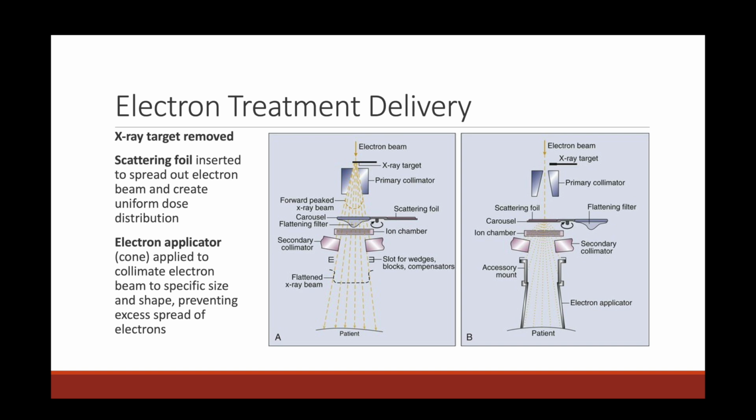in the air. So some of the key differences in the LINAC when we're delivering with electrons, remember, we're going to remove the X-ray target. We insert a scattering foil to help create a homogeneous dose distribution, and then we apply this electron applicator or electron cone to help collimate our electron beam to the specific size and shape of our target area, and it helps prevent the excess spread of electrons.